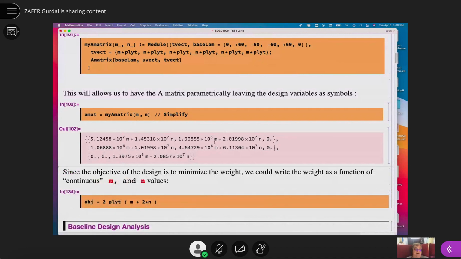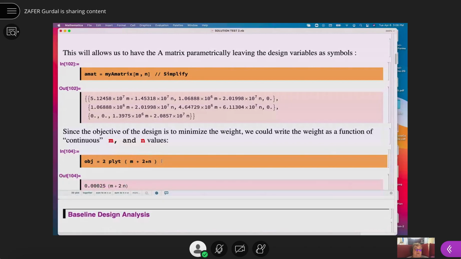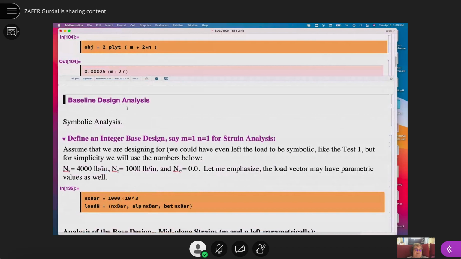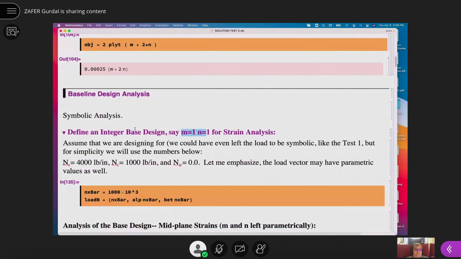So my A matrix now has a form that M and N are parametric in there. And my objective function is m plus 2 times n times ply thickness times 2. That's the total thickness, which is only a function of m and n. All right, so these are the design variables m and n, objective function, and A matrix. Now I need to do the analysis, and I need to do the analysis of the baseline design. So baseline, I'm going to take m equals 1, n equals 1.